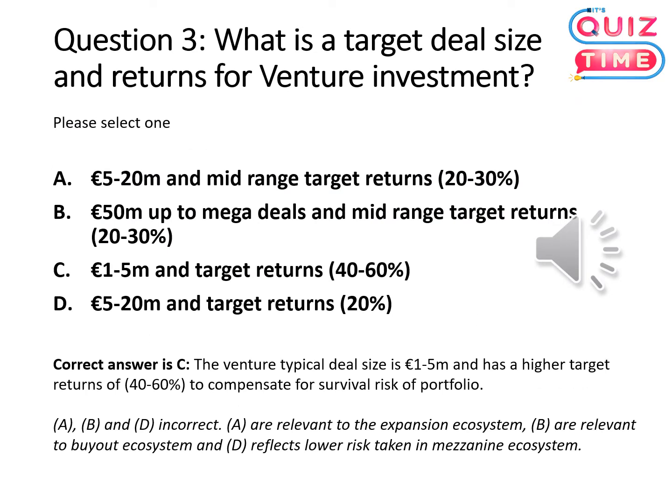Question 3. What is a target deal size and return for a venture investment? A. 5 to 20 million and mid-range target returns 20 to 30%. B. 50 million up to mega deals and mid-range target returns 20 to 30%. C. 1 to 5 million and target returns 40 to 60%. D. 5 to 20 million and target returns 20%.